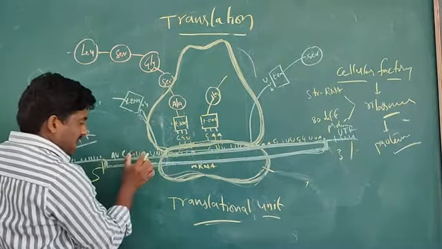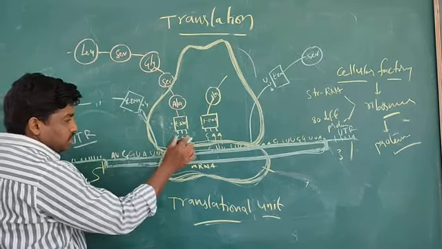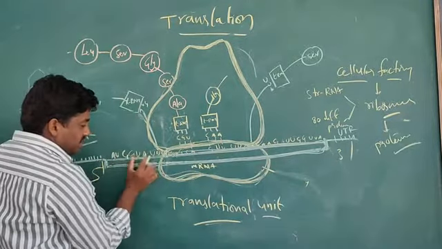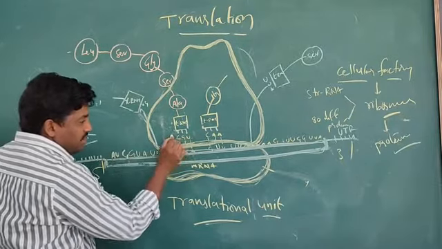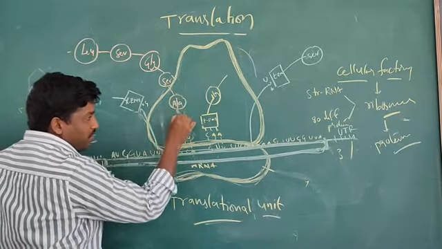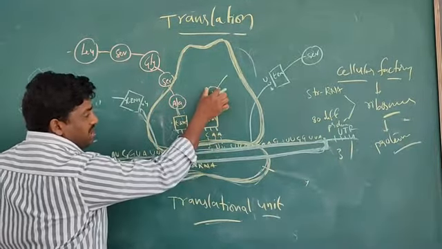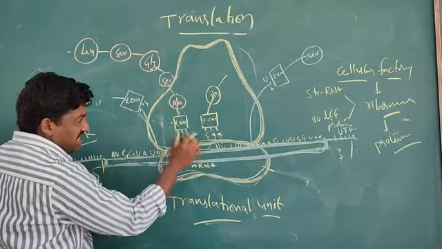After that, whenever this one binds here, another tRNA binds to the next codon. What will happen here? The amino acids come together, and a peptide bond forms between them. So the AUG binds with the tRNA.